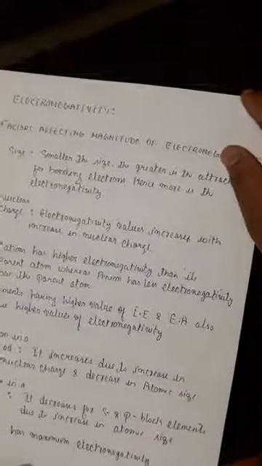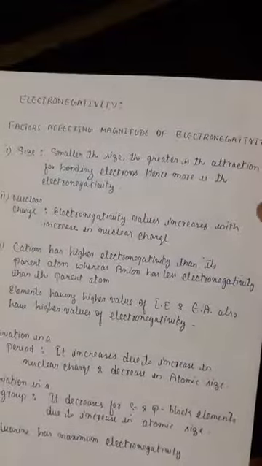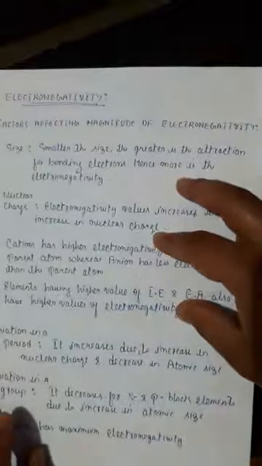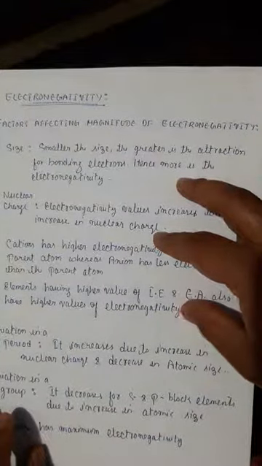Now the next periodic property that we are going to discuss is electronegativity. So what is electronegativity? It's the tendency of an atom to attract the shared pair of electrons towards itself. So that is the definition of electronegativity.